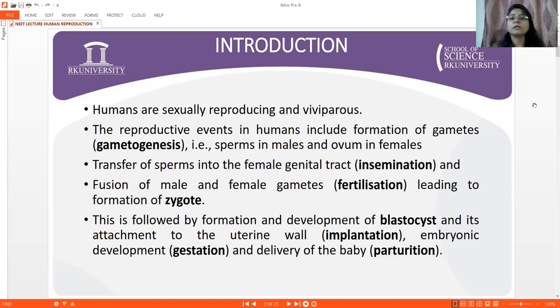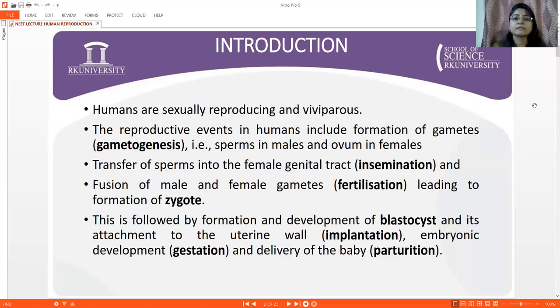The transfer of the sperm into the female genital tract is called insemination. After that, the fusion of the male and female gametes takes place, and this process is called fertilization, which leads to the formation of zygote. This is followed by the formation and development of blastocyst, which attaches to the uterine wall. The process of attachment of the blastocyst with the uterine wall is called implantation. After this implantation, embryo development takes place, and this is called gestation.